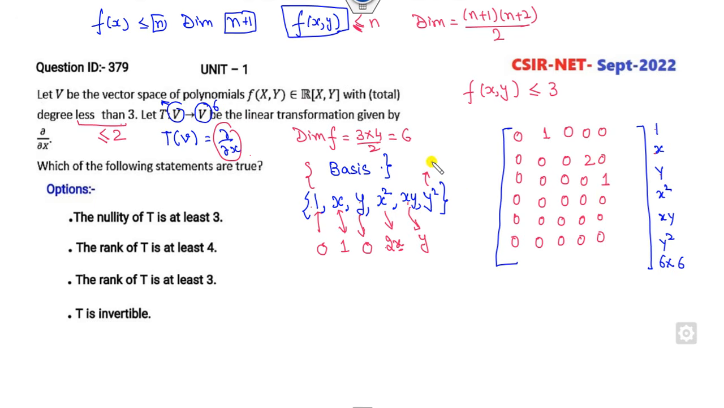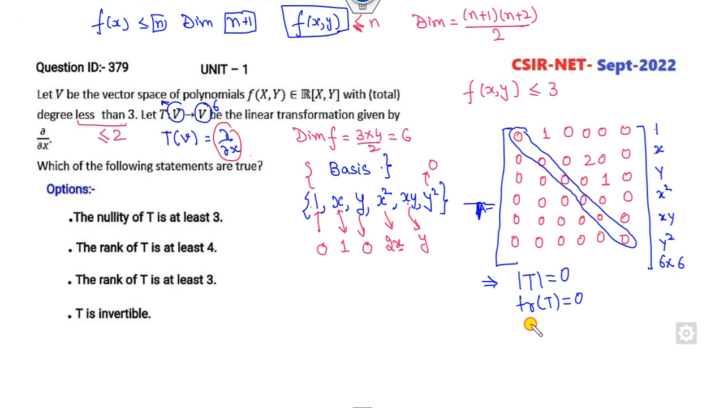What is the derivative with respect to x? 0. So y is a constant here, and the rest of the values are all 0. Now again you can see the diagonal entries are all 0. So what is the meaning of that? The determinant of this matrix, which I call T, is 0, the trace of T is 0, and all eigenvalues are 0. So again it's a nilpotent matrix.